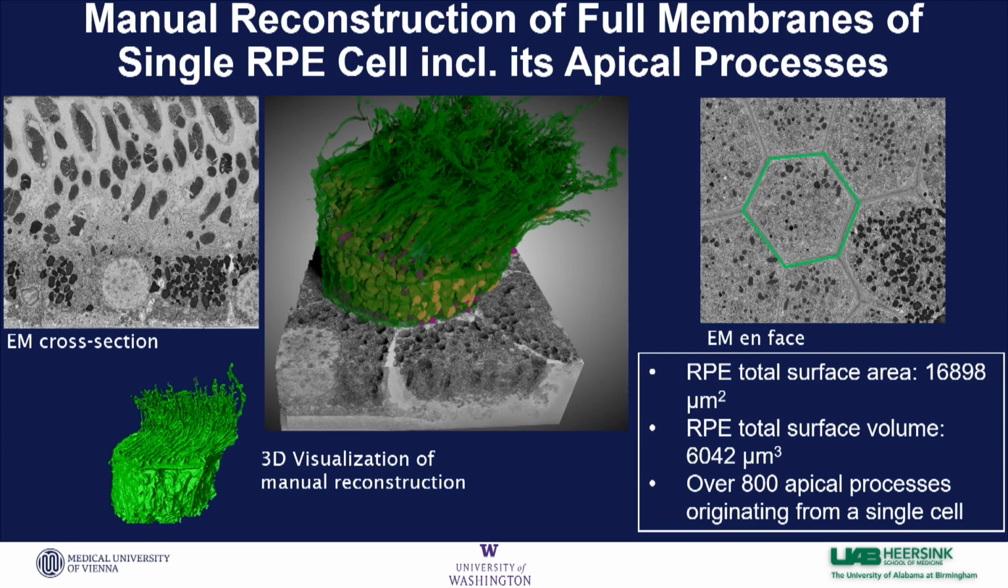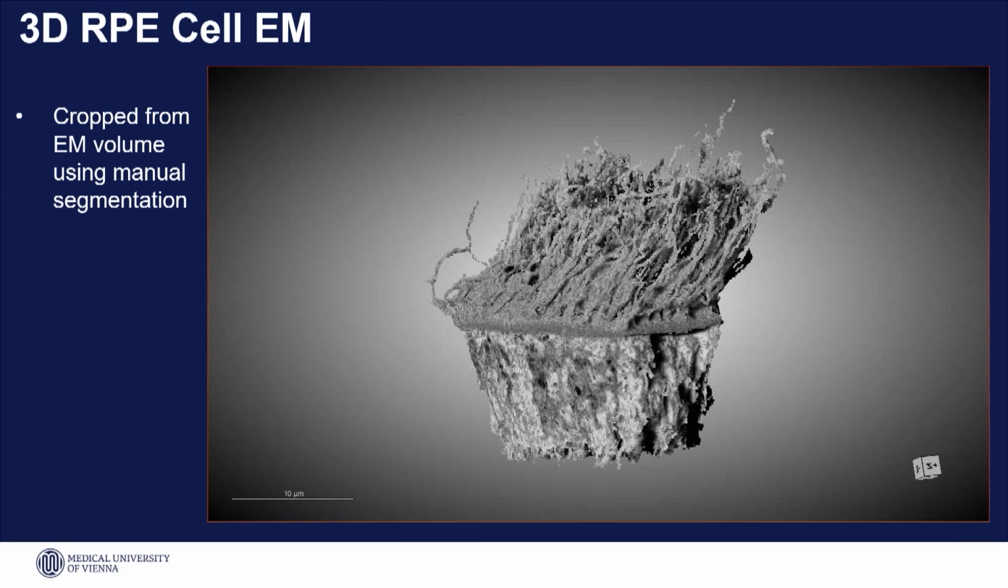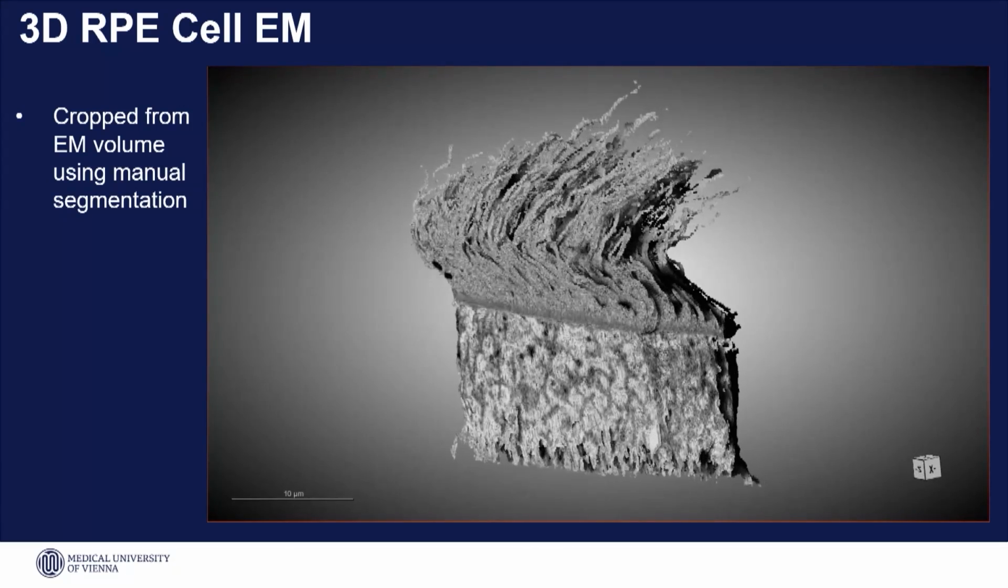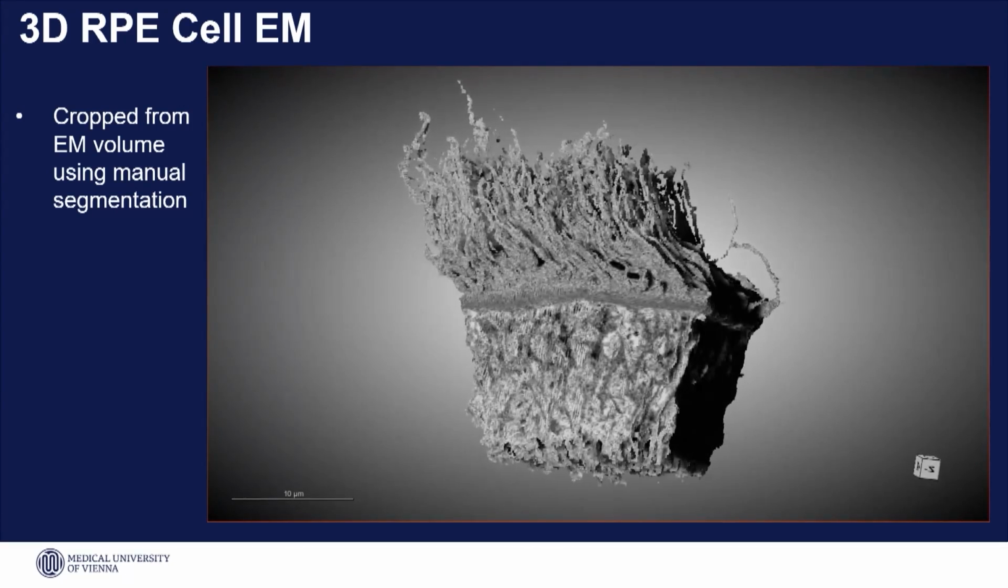And we calculated that there were over 800 apical processes that we manually traced, and they split up to, I think the largest we had was 15 or 16 times. They branch and continue into this subretinal space. And using this crop, I made a short video of the cell, just the EM volume, no segmentation at all.